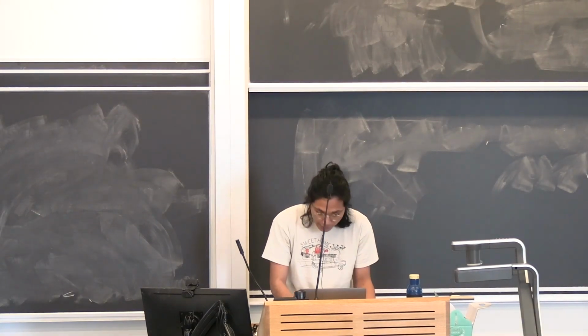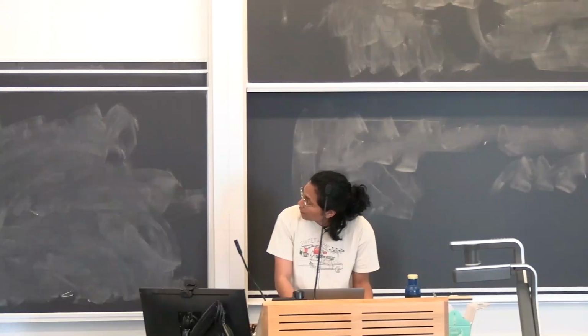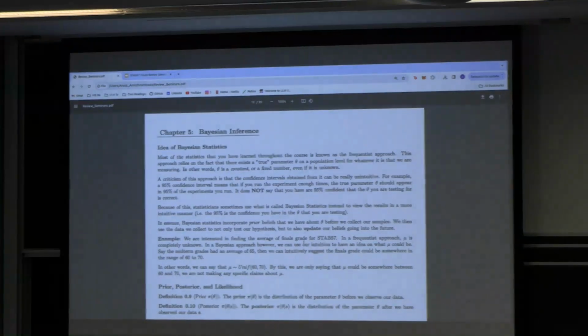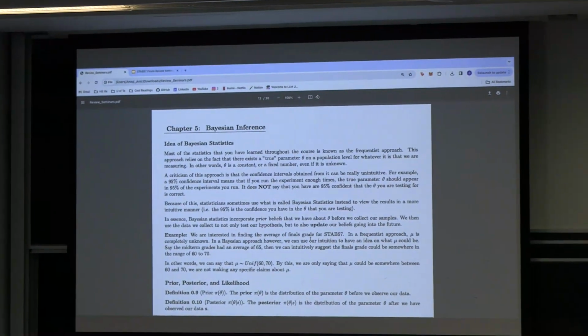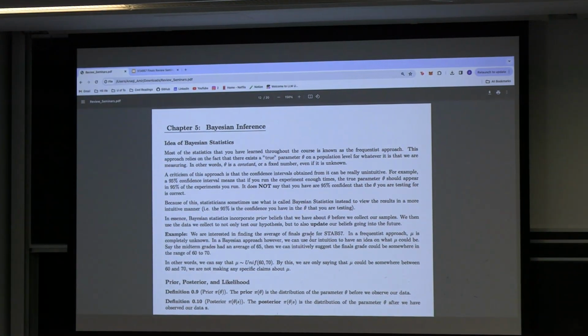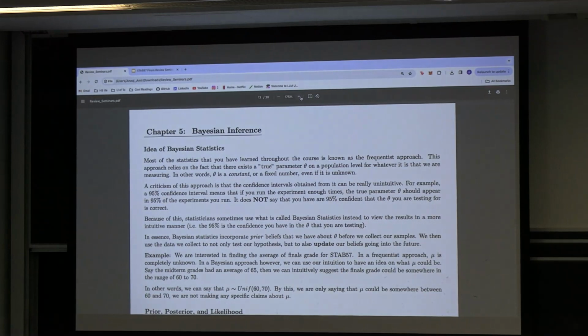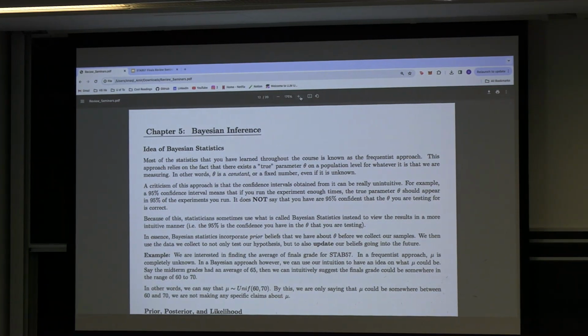Can you guys see? That is pretty small. Let's zoom in a bit. All right, that's way better. Okay, so let's start with Bayesian inference. So the way this works is I'll go through... bigger, smaller. Yeah, the camera will pick it up, don't worry.